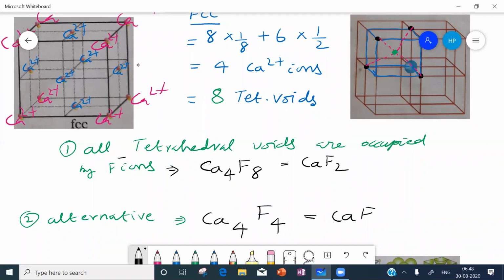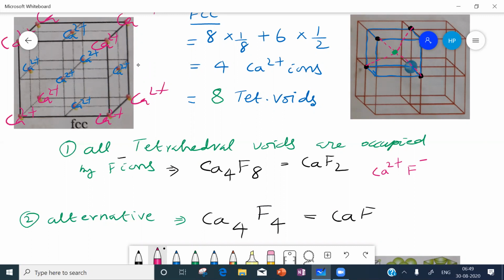Now you know the formula of calcium fluoride. The calcium ion is Ca2 plus. The fluoride ion is F minus. If you cross multiply, you know what you will get. So you know the formula of calcium fluoride.